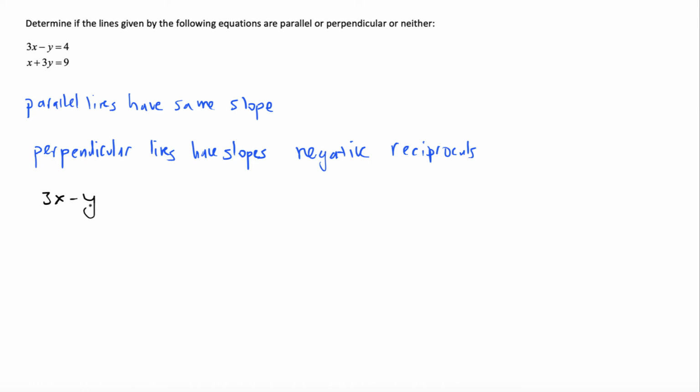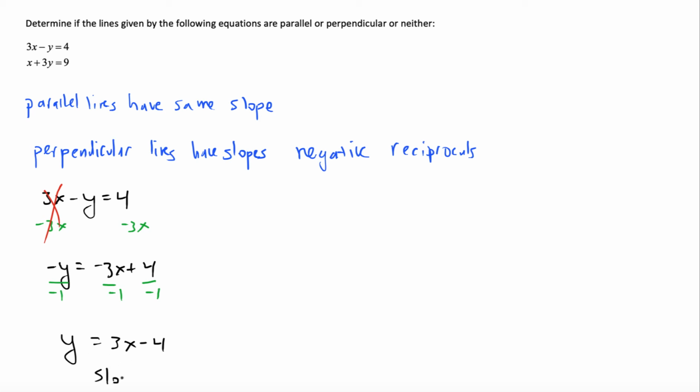3x minus y is equal to 4. We can do this a couple ways, but I'll subtract the 3x from both sides. That'll cancel out the 3x's from the left side, so I get negative y equals negative 3x plus 4. With this negative, I can just divide each term by negative 1. Essentially, I'm just changing the sign on all the terms here. So y equals 3x minus 4. What is the slope of this line here? The slope of this line here is positive 3.